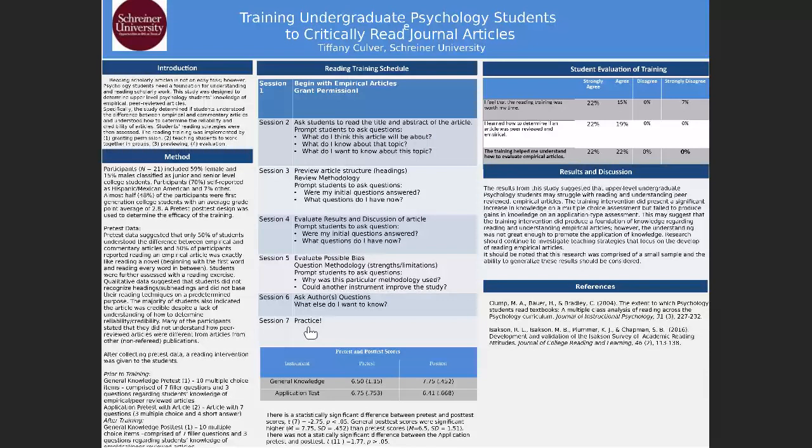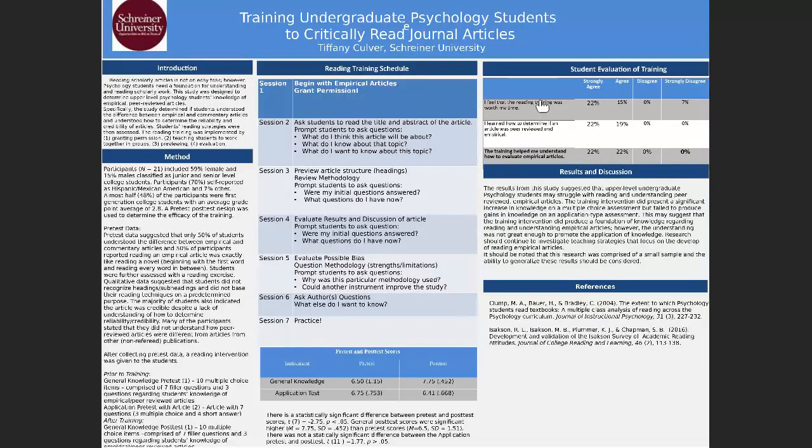In terms of the efficacy of my intervention, the post-test scores for the general knowledge multiple choice test did show a statistically significant difference. We improved from a 6.50 all the way to a 7.75. That was great. Unfortunately, the application test did not show a statistically significant difference. In fact, it declined, it decreased. We went from 6.75 to 6.41.